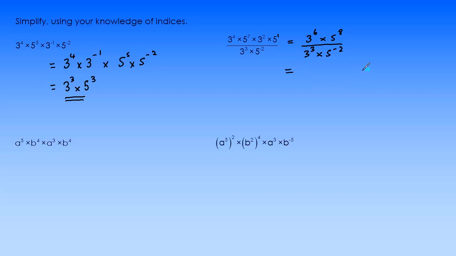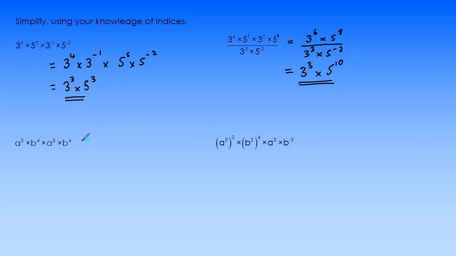Now when we're dividing, we subtract indices. So 3 to the 6 divided by 3 cubed, you do 6 take away 3, and we get 3 to the power 3. Here with the 5's, we subtract the indices. 8 take away -2 becomes 8 plus 2, so that one would be 5 to the power 10.